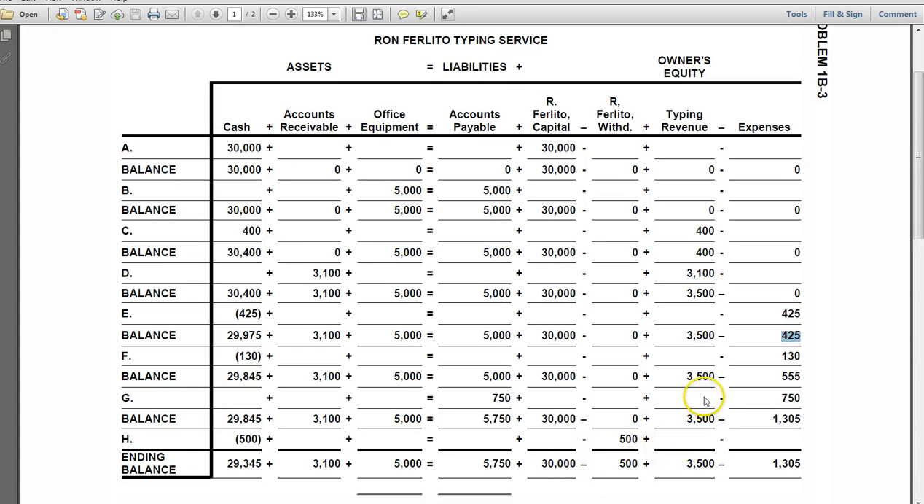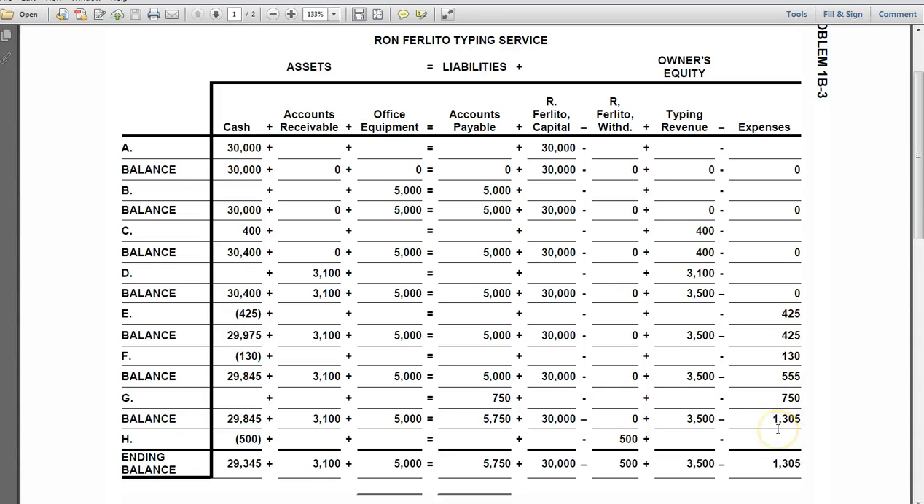Sometimes you buy them and hold them. You've got to treat the supplies as an asset often, and you use them later, then you have to expense them. But apparently, we went to the supply store, bought the supplies, used them right up, so we expense them right here. Now, what you can see is that $130 adds to the expenses, which are now $555.